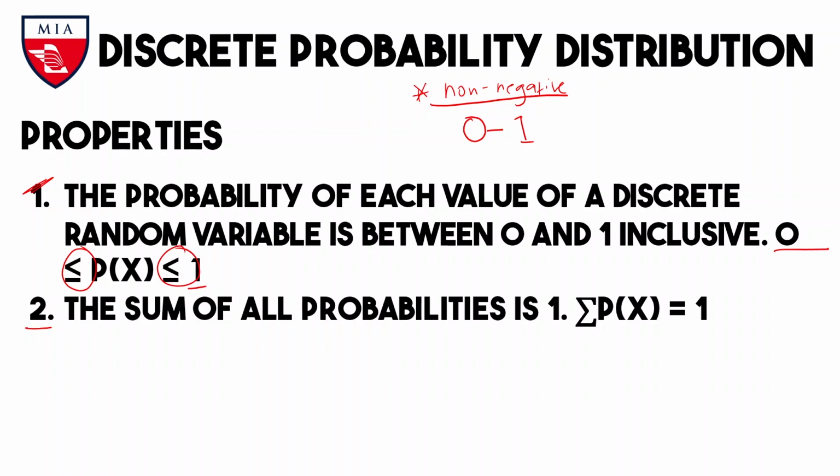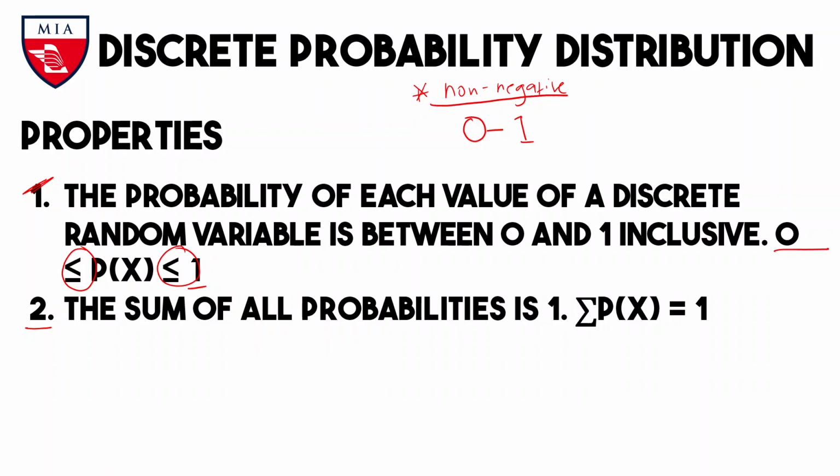Always remember the two properties. The first property, the value should be between 0 and 1 only. Therefore, there will be no negative numbers, and the maximum value is equal to 1. Just remember again: non-negatives, and for the second property, the sum of all probabilities is equal to 1.